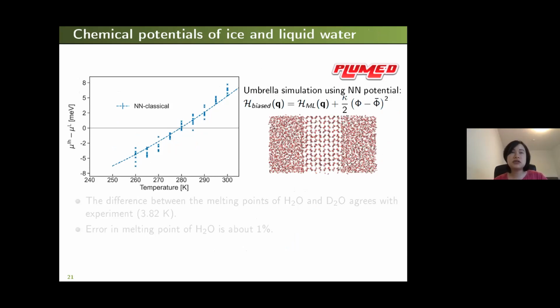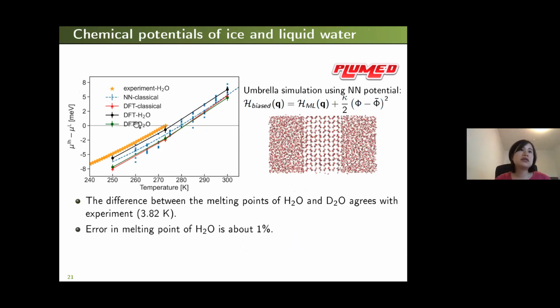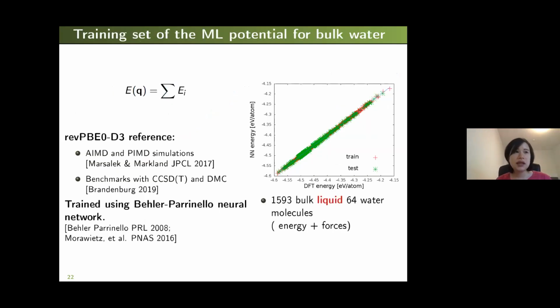Another example is the melting point and the chemical potential difference between ice and liquid water. The same idea: we compute the chemical potential difference at the machine learning potential level, we correct it to DFT, and then we add the quantum effects. We can even consider separately the chemical potential for H2O, the light water, and heavy water D2O, and also compare with experiments. Here we are extremely close to the experimental measurement of the melting point. Moreover, we are even able to predict the melting point difference between H2O and heavy water D2O, which is about 4 degrees.